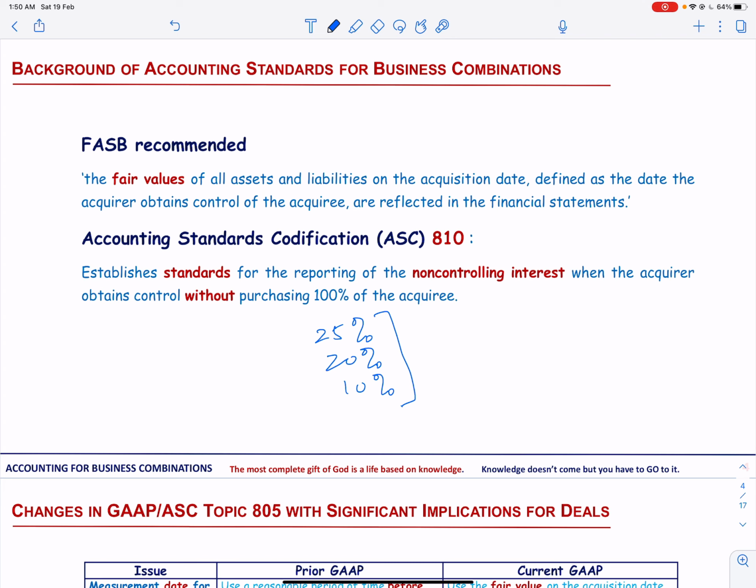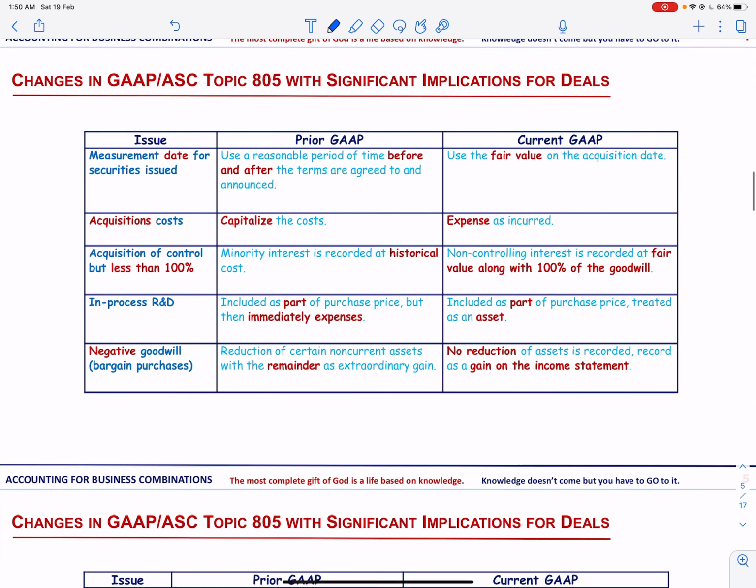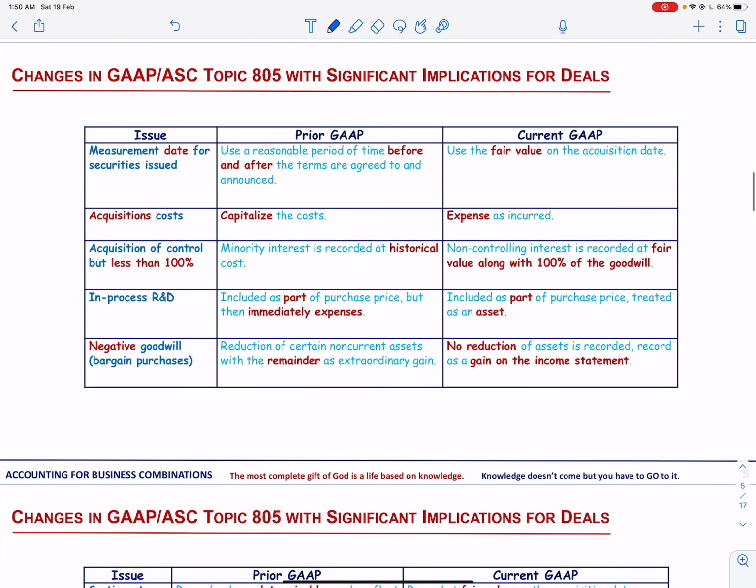Let us now talk about changes in GAAP and ASC, Accounting Standard Codification. Previously, measurement date for securities issued used a reasonable period of time before and after the terms are agreed to and announced. Now, the measurement date for securities issued uses the fair value on the acquisition date.